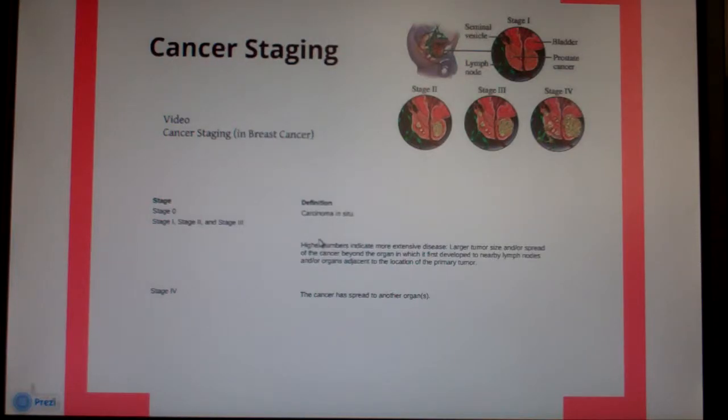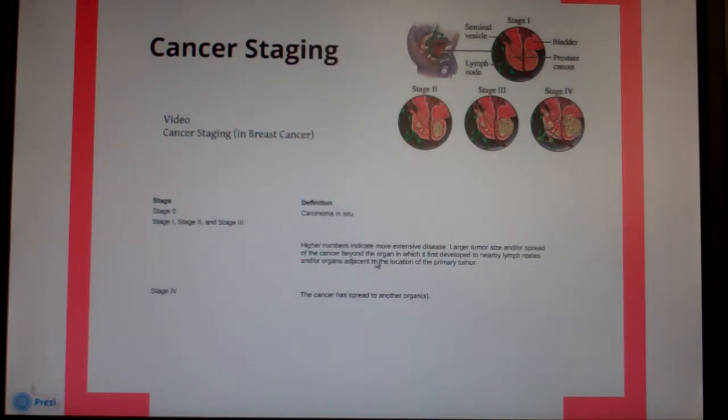The main point on this slide, I guess, that I never really did get to, is it kind of goes stage 0, carcinoma in situ. Like I said, it hasn't gone anywhere. Stage 1, 2, and 3, basically what you need to know is it progresses the higher the number gets. So higher numbers indicate more extensive disease. Okay, larger tumor size and or spread of the cancer beyond the organ in which it first developed, primary, to nearby lymph nodes and or organs adjacent to the location of the primary tumor.